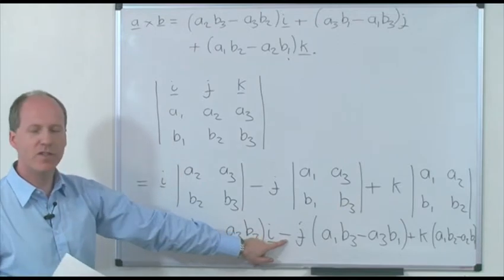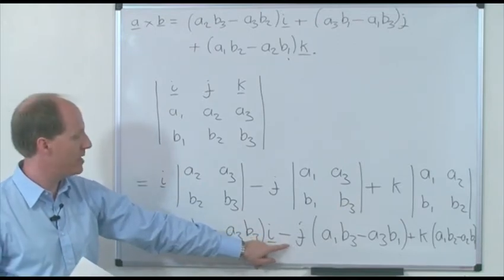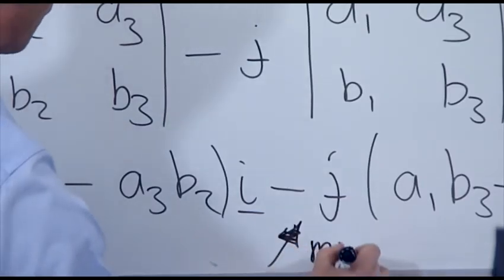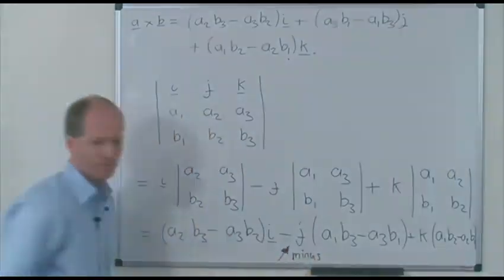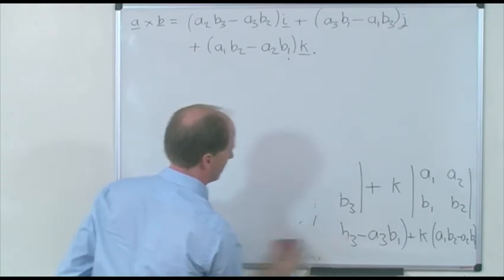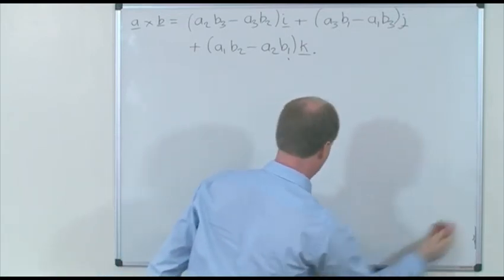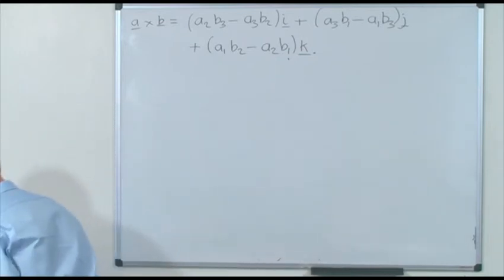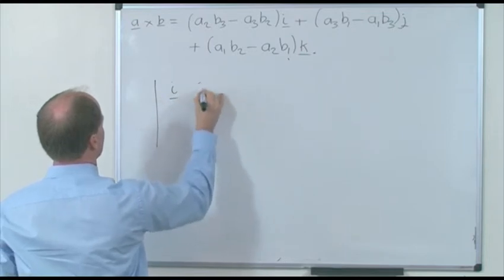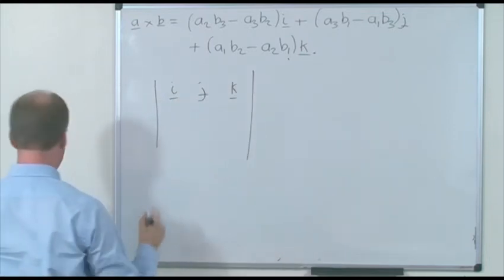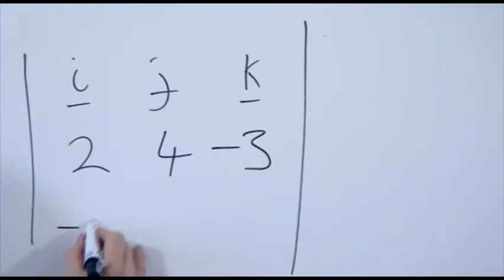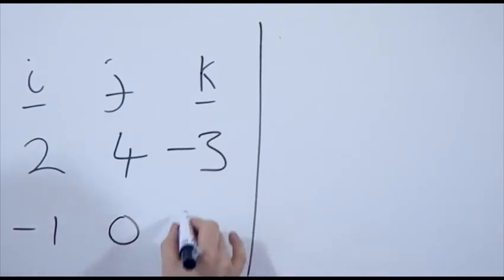However, you have to remember to use a minus sign in front of the j, and that's the big mistake that people tend to make using this method. Okay, so let's use this method to do the example that we've just seen. So the first row is now going to be 2, 4, minus 3. And the second row is minus 1, 0, 3.